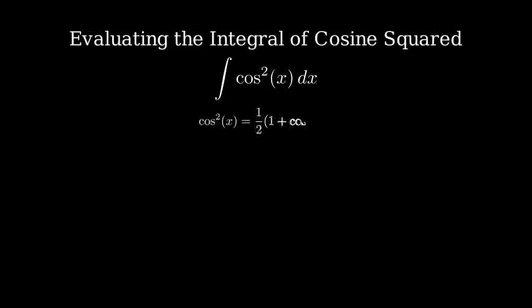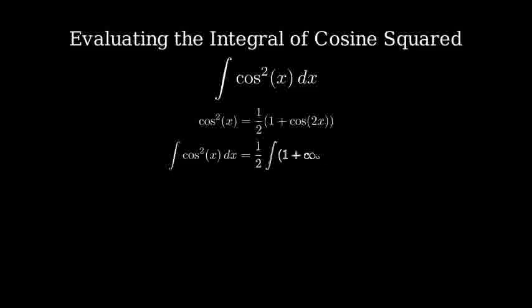For example, the cosine squared of x can be rewritten by using this trigonometric identity. Cosine squared of x equals 1/2 times (1 plus cosine of 2x). This formula helps simplify the integral, making it easier to solve. Let's rewrite our original integral with this identity so that we can make calculations simpler.